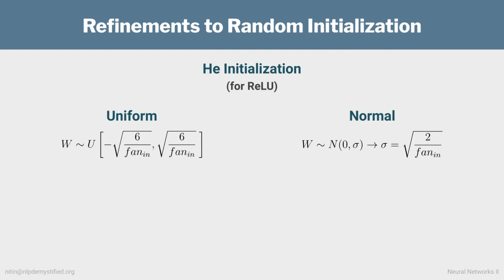Another technique is He initialization, which also has uniform and normal distribution variance. Here the scaling factor is based on only the number of fan-in connections, but otherwise the idea is the same. He initialization has been shown to work well for relu units and is a fine default.